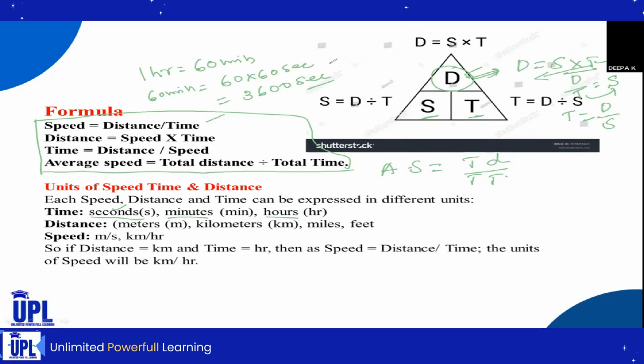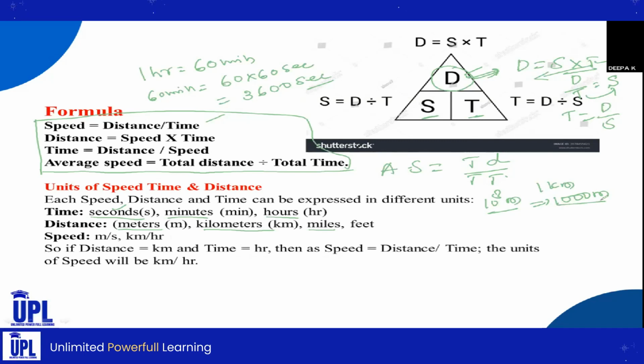Then come to the distance. Distance can be measured by the meter. Here also kilometer and miles. Meter and kilometer are the SI units of distance. Kilometer is nothing but kilo, that means 10 power 3 meter. That means 1 kilometer is equal to 1000 meter. Kilo is nothing but 10 cube, 1 into 10 cube, and 10 cube is nothing but 1000. So 1 kilometer is 1000 meter.